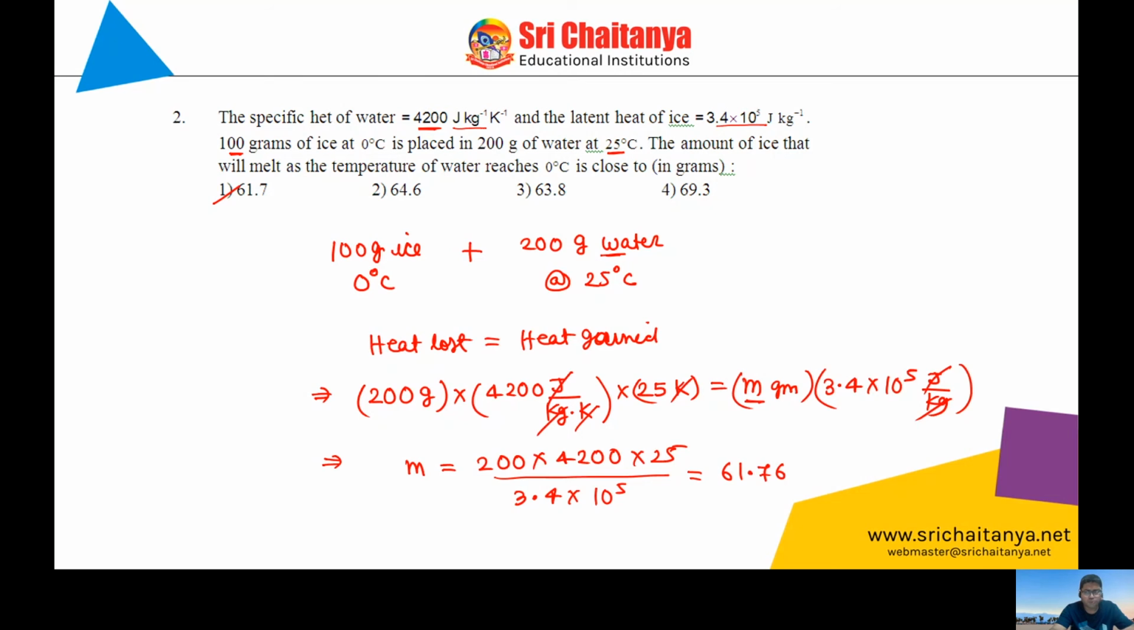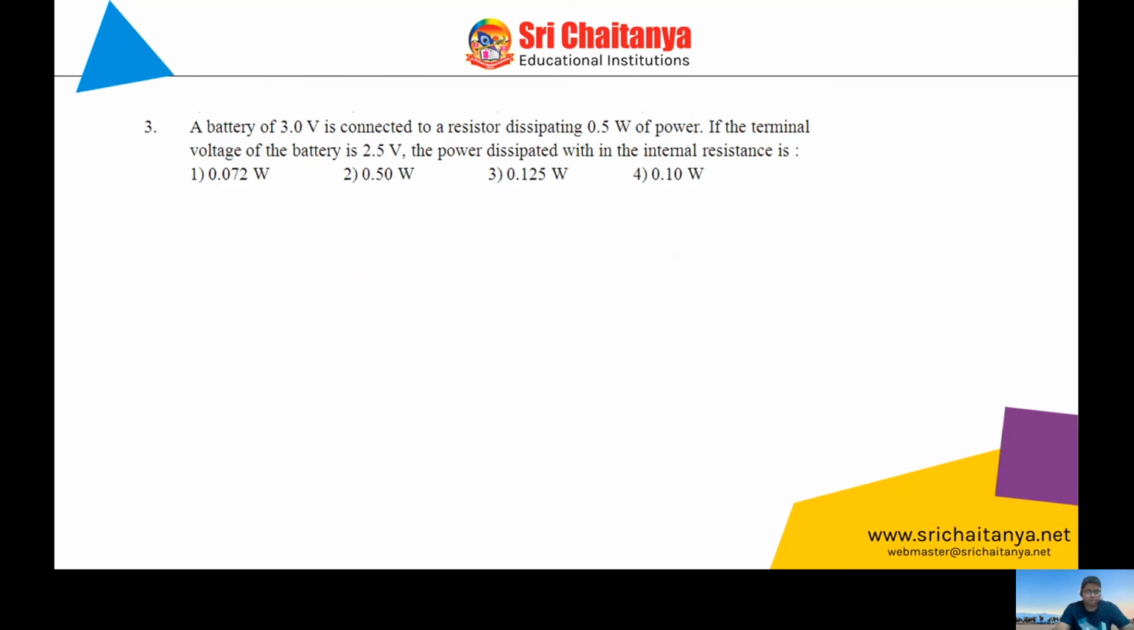Now let's move on to question number 3. Now this question is also a very simple question, that is from the current electricity, and we are having a battery of 3 volt connected to a resistor dissipating 0.5 watt of power. If the terminal voltage of the battery is 2.5 volt, the power dissipated with the internal resistance is. So let's draw the circuit first of all.